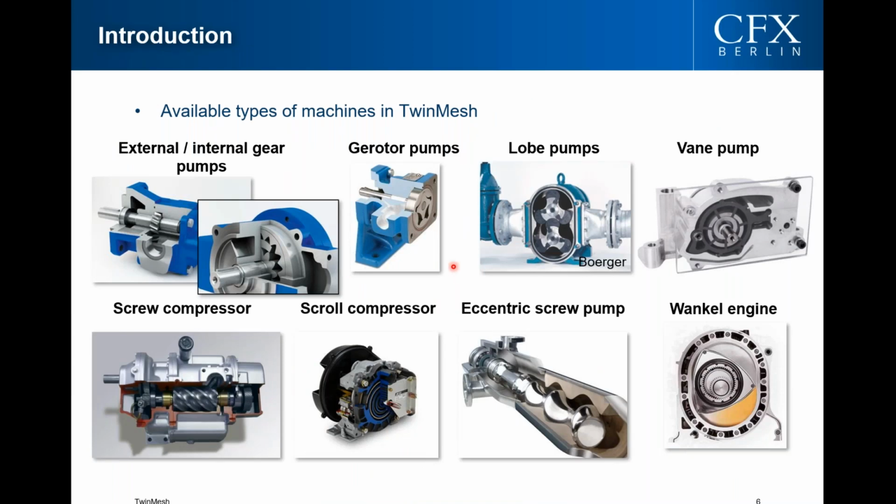Twin Mesh at the moment supports different machine types. Above you can see different pump types. The most common are external or internal gear pumps, G-rotor pumps, or lobe pumps. We are also supporting compressor types, for example, screw compressor, scroll compressor, and so on.